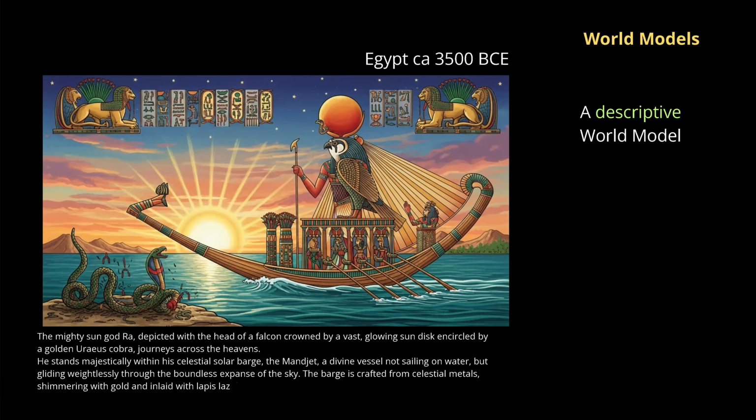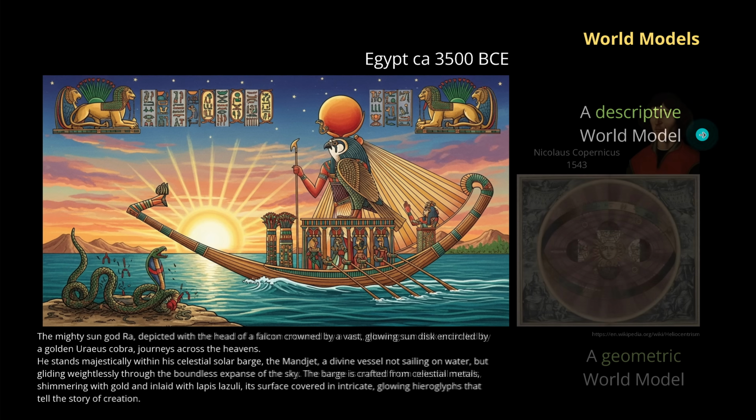When did a world model emerge first? Now, it might be Mesopotamia, but let's go with Old Egypt about 3500 BCE, no? And here you have a descriptive world model, as you see, the mighty sun god Ra, depicted with the head of a falcon crowned by a vast glowing sun disk, on the great journey across the heaven. What was the use of this world model? To explain to the old Egyptian why the sun rises in the east, travels across the sky and sets in the west. And why this is happening every day. They needed a world model to understand nature. And they developed this descriptive world model.